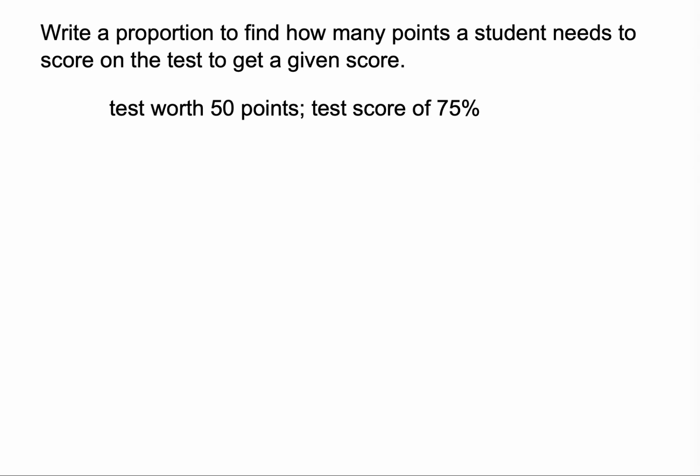All right, so here's our first type of problem. It says write a proportion to find how many points a student needs to score on the test to get a given score. Test is worth 50 points, and the test score is 75%. So we need to start by writing that 75% as a fraction or as a ratio. You can think about it either way. 75% means 75 out of 100. Percent means out of 100.